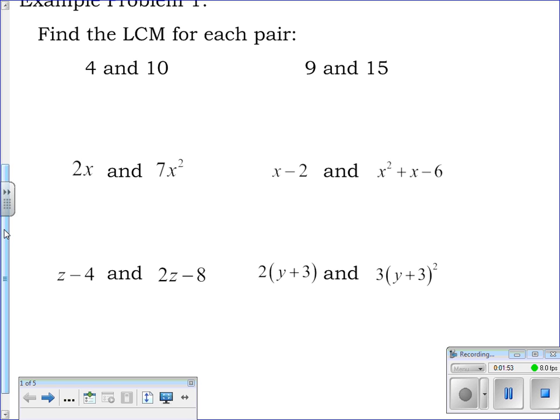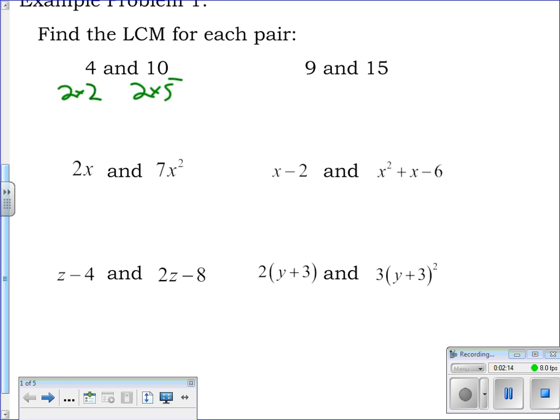So to help push us in that right direction, what I want to do is think of things as factors, because that's what we're going to be looking at. So the factors of 4, and we want to do the prime factors of 4, are 2 and 2. 4 is 2 times 2. 10 is 2 times 5.